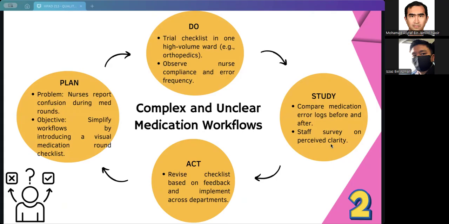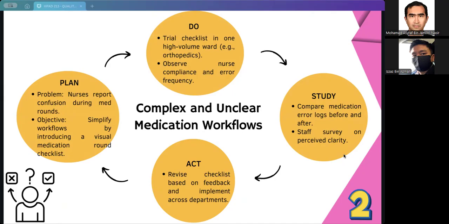We will start by trialing this checklist in one high volume ward, like orthopedics. And then we will observe the nurse compliance and also monitor error frequency closely. After the implementation, we will compare the medication error logs before and after the checklist is introduced. Additionally, we will also conduct a staff survey to gauge the perceived clarity and usability of the checklist.